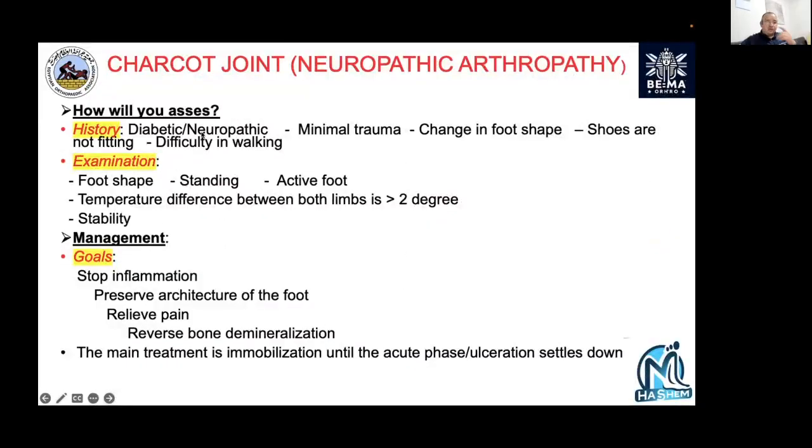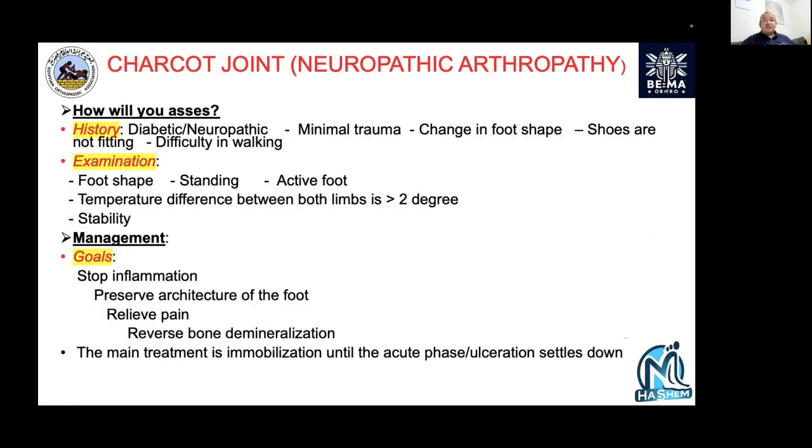So how do you assess a Charcot joint? The patient will come to you diabetic and neuropathic, and may have a history of minimal trauma, and this is not uncommon. They commonly say they had a minimal injury, like a mild ankle sprain. Because the patient is neuropathic, there is not a lot of pain, but the history will be more about the deformity and the changing shape of the foot.